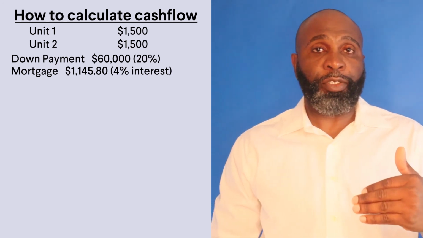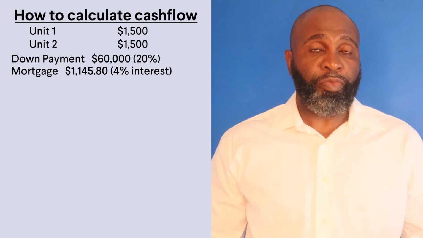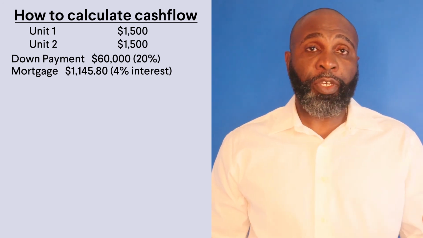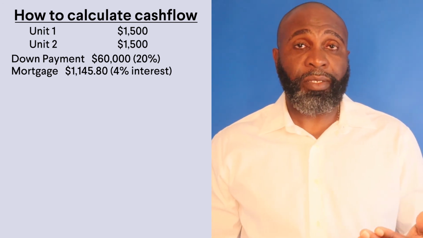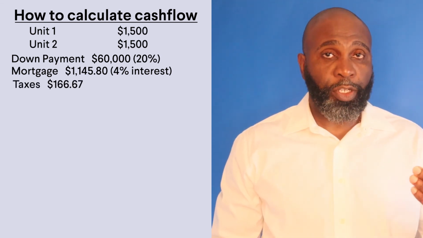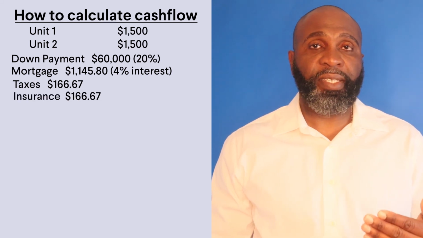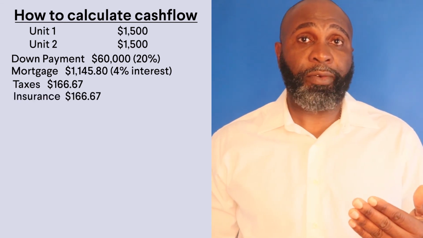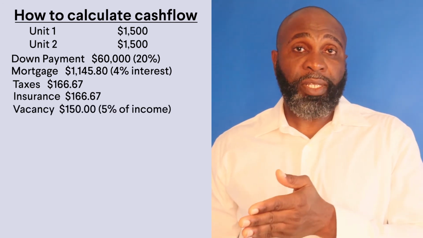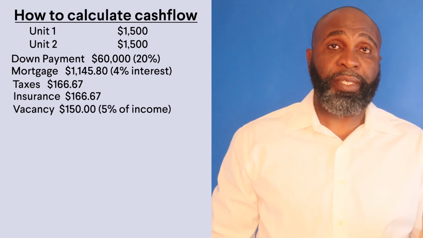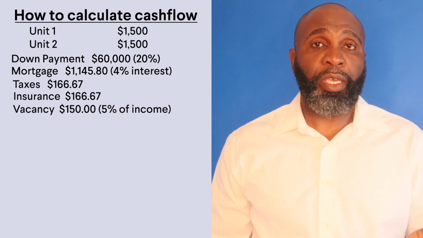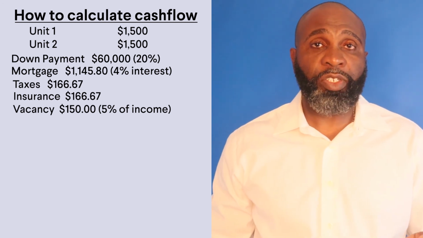So let's run down the numbers. The first thing, we said, is going to be your principal and interest. We already said that's going to be $1,145.80. Your insurance is going to be the same. So $2,000 divided by 12, we get $166.67. For your taxes, the same thing, $166.67. We're going to look into your vacancy now. So vacancy is going to be $150. So that's the $3,000 that you're collecting times the 5% that I suggested earlier. So that's your vacancy. The next one is going to be your landscaping, still $100 a month.